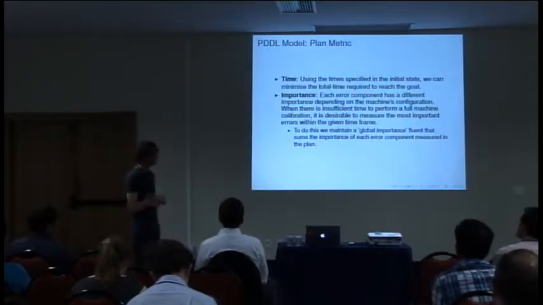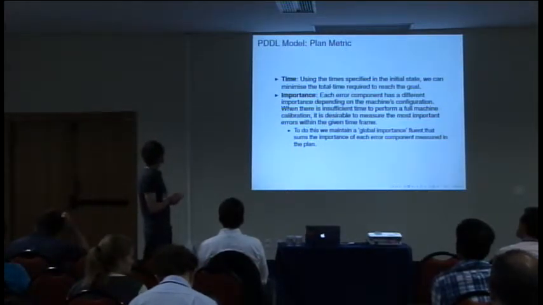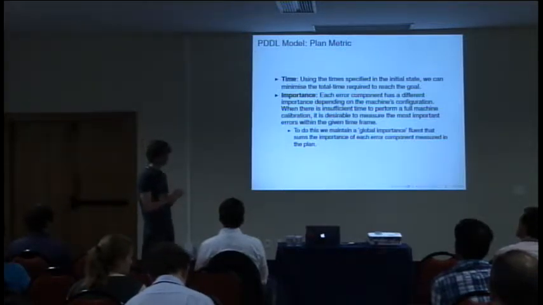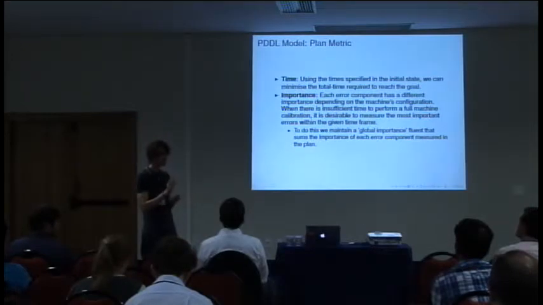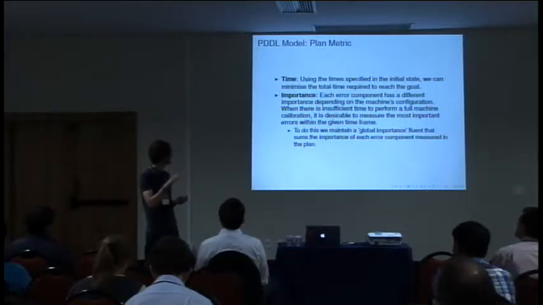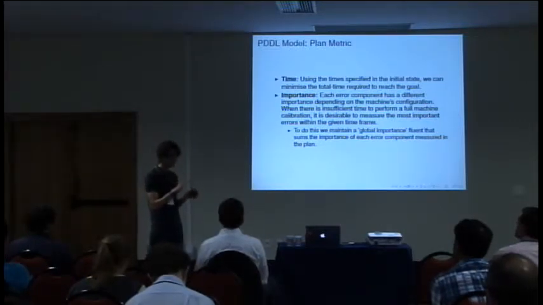So in our model, we have two plan metrics. First of all, time. We want to minimise the total time of the calibration. But also, if you don't have enough time to perform a full calibration, you want to optimise in terms of what you're measuring. So we assign an importance value to an error component from the way that they propagate through the machine's kinematic chain. And then if the time's not available, we select the most important ones first, so that you can calibrate the most significant errors to try and improve the accuracy this way, and then you can come back later on and measure the ones that are not as important.